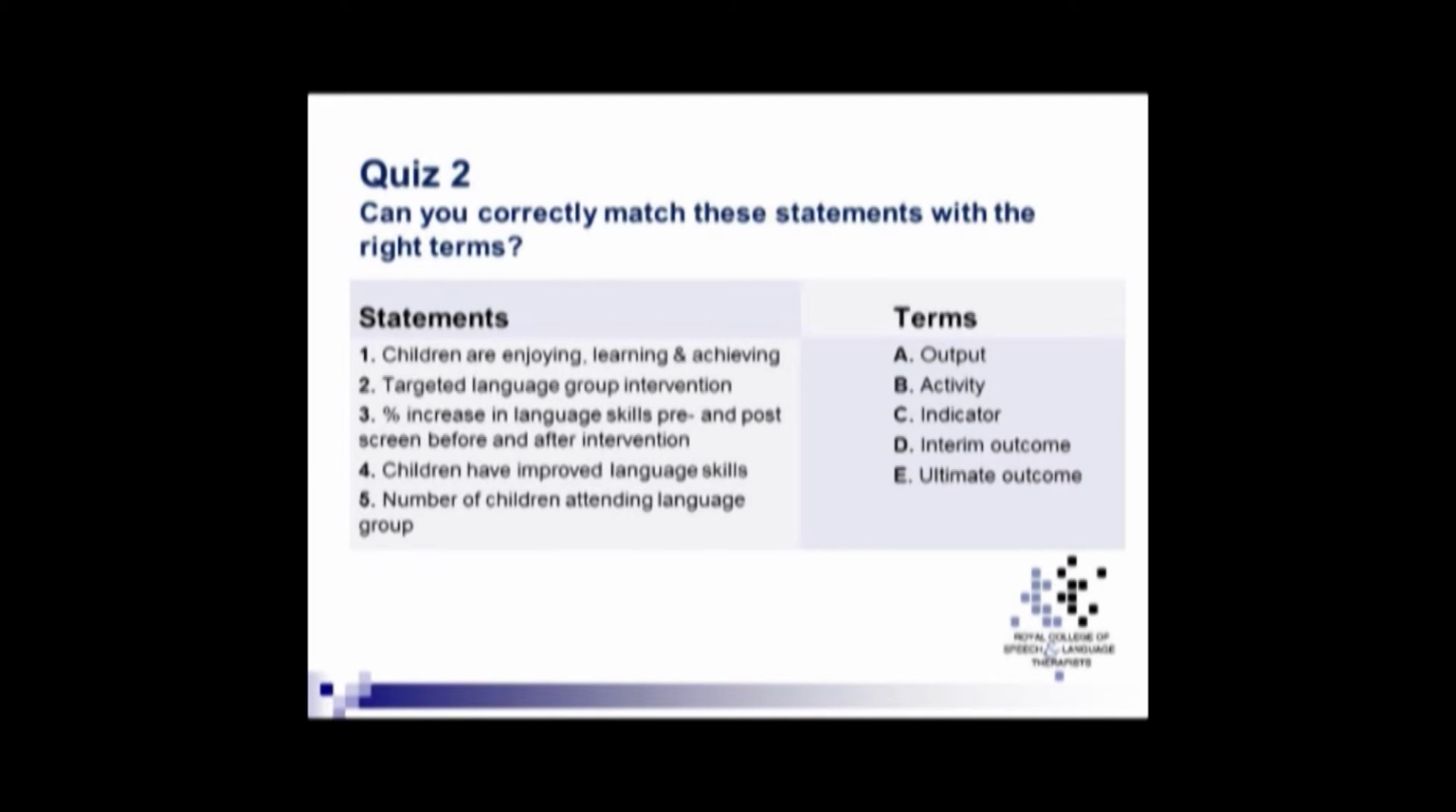How did you do? So, children are enjoying learning and achieving. This is an ultimate outcome. Targeted language group intervention is an activity. Percentage increase in language skills pre and post screen, before and after intervention, is an indicator. Children have improved language skills is an interim outcome. And the number of children attending language group is an output.